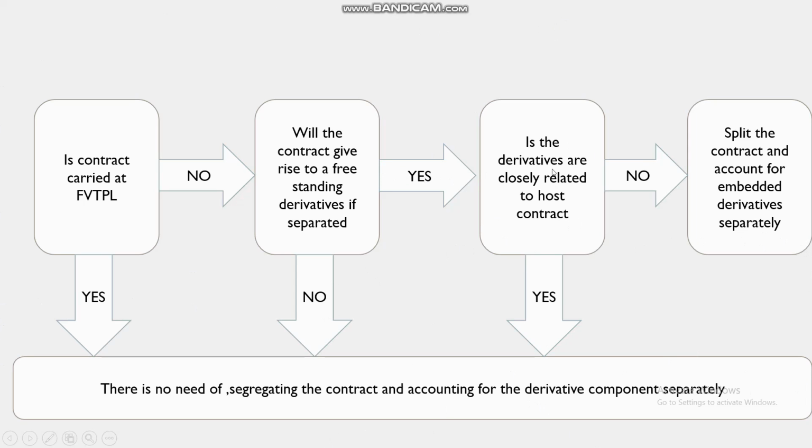If it fulfills the derivative condition, we need to check whether the derivative is closely related to the host contract. If it is closely related, then don't go for the classification of a host contract and embedded derivatives. If no, only then split the contract and account for the embedded derivatives separately. So these are the conditions.